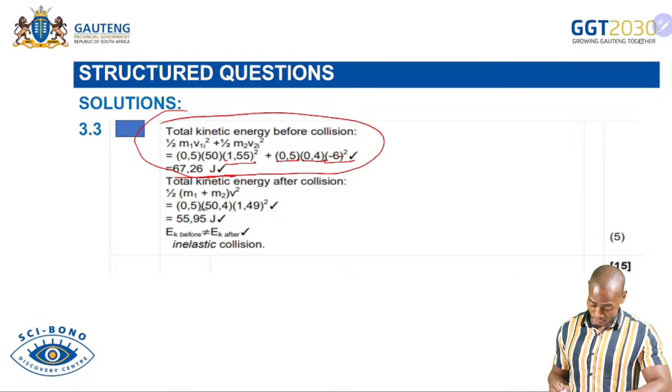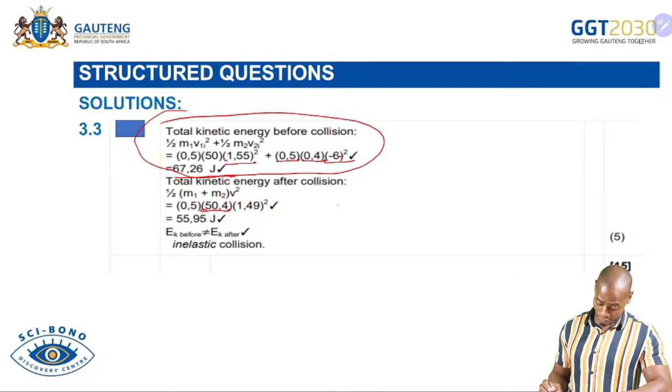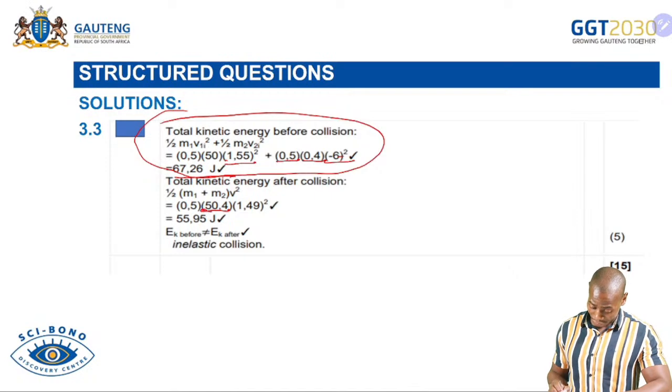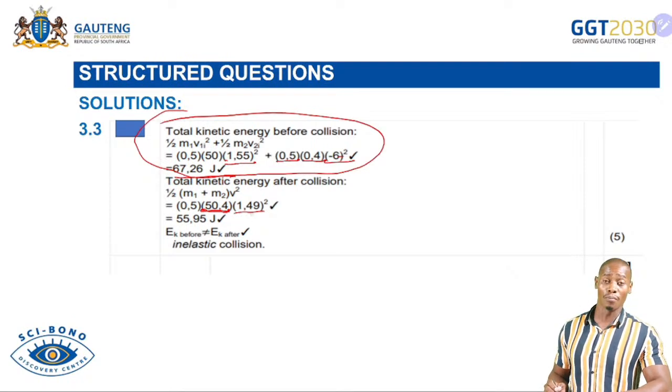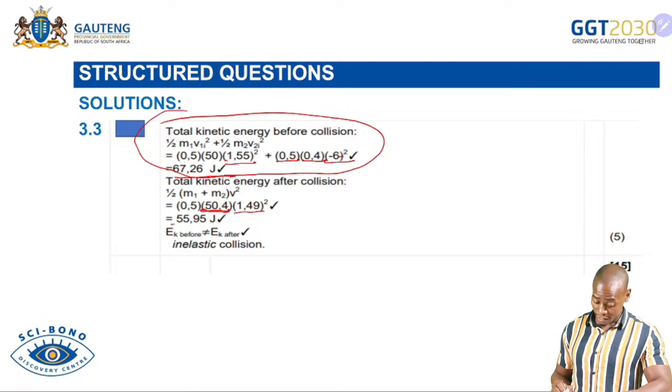So that is why here you see 50.4. The mass of the boy and the skateboard is 50, and then the mass of the ball is 0.4. So 50 plus 0.4, we have 50.4. What is the final velocity of the combination, the final velocity of that system? It's 1.49, and then squared, which is from the equation. Then we got 55.95 joules.